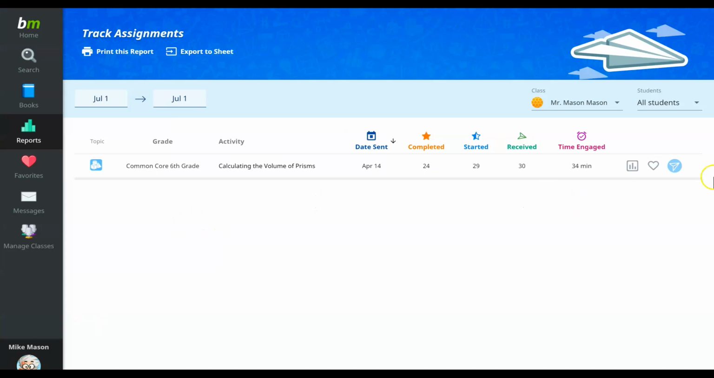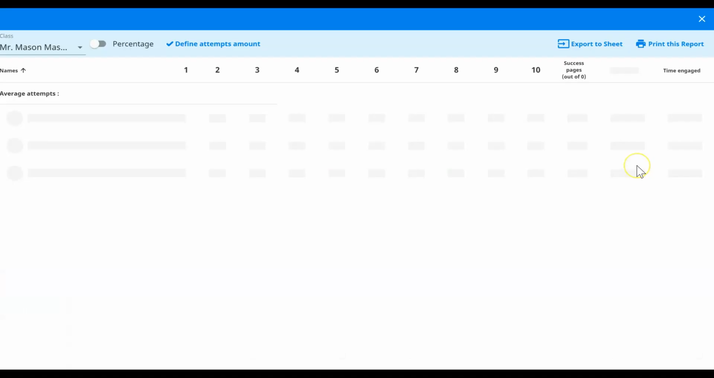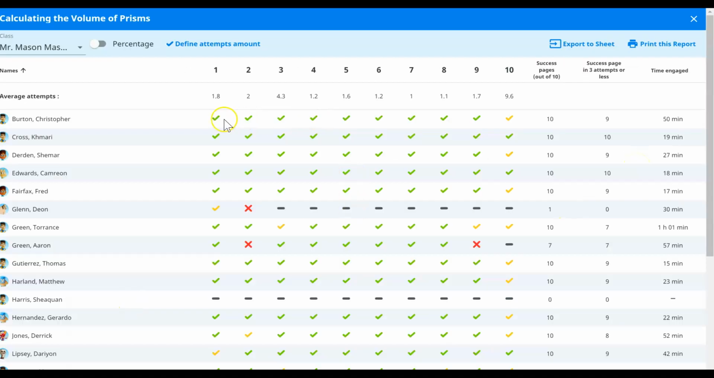For my last one, it was calculating volumes of prisms, and then I just kind of click on my little display here, and you see all these green checks mean cool, you did it and you got it hopefully without 1 or 2 tries. The yellow check means okay, maybe it took you more than 3 tries, and X means you did the problem and you didn't finish it, or you didn't get it right. So some of you still have some stuff to do on that.